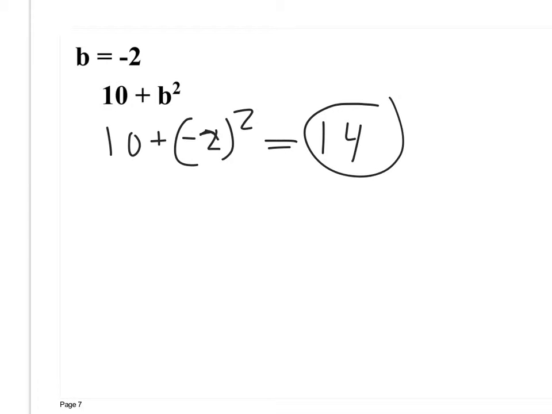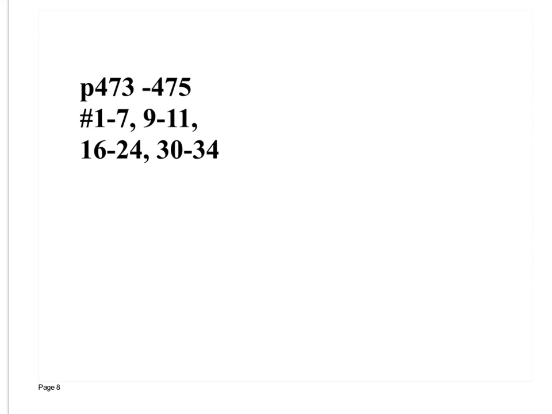So if you got 6, you need to change your answer right now. Right, there were several of you that did. Because b was negative 2 and b is being raised to the second power, b is negative 2, so it's negative 2 times negative 2. 2 negatives make a positive, so you have 10 plus 4, 14. All right, here's your homework assignment.